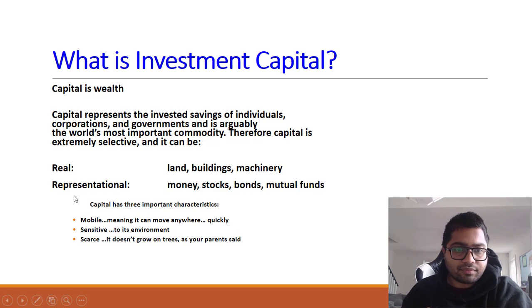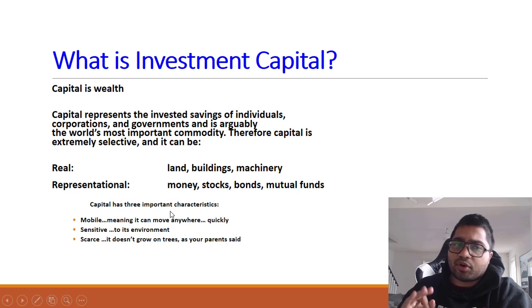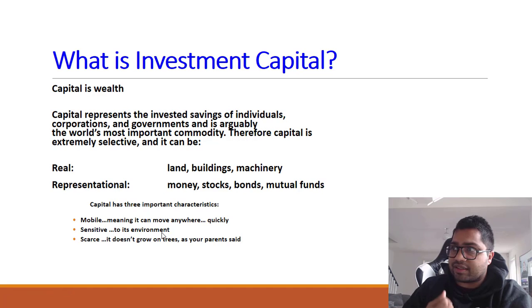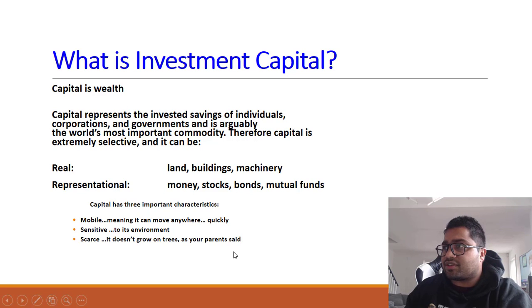Okay. So capital has three important characteristics. It is mobile. It means that it can move anywhere and that too quickly. It is sensitive to its environment. So whatever environment is there, like we are in the pandemic right now, the capital is sensitive to that. So maybe generation of capital reduces during such situations. It is scarce. It doesn't grow on a tree, as your parents said.